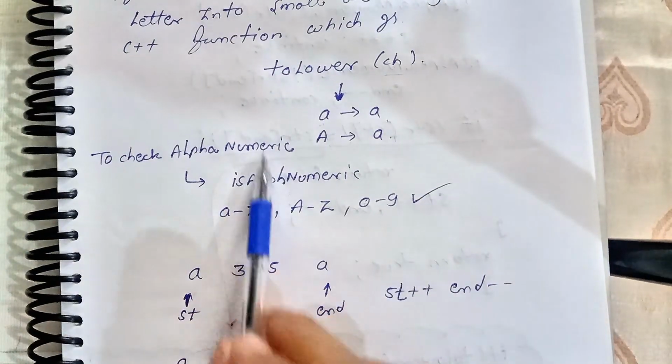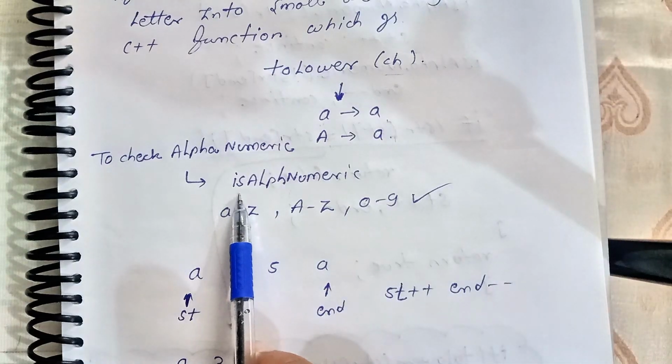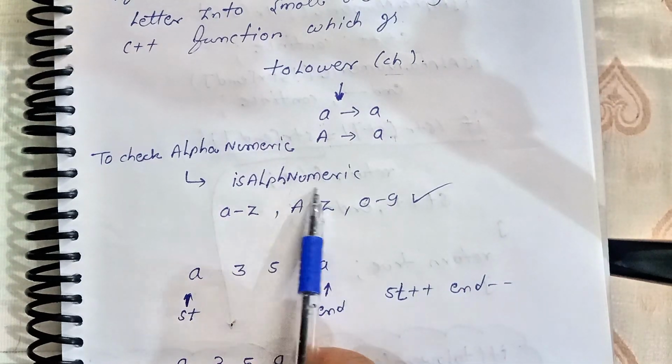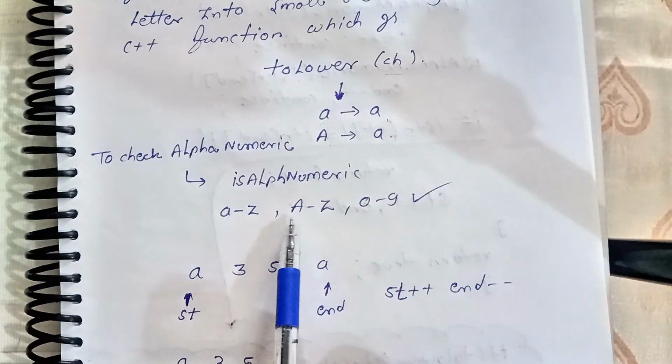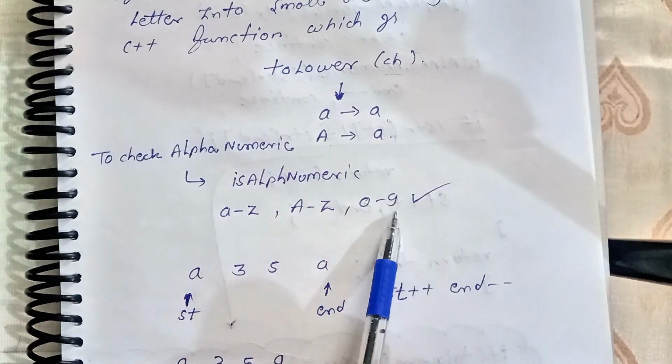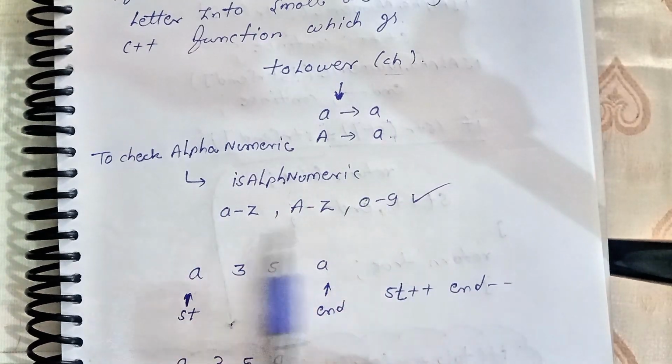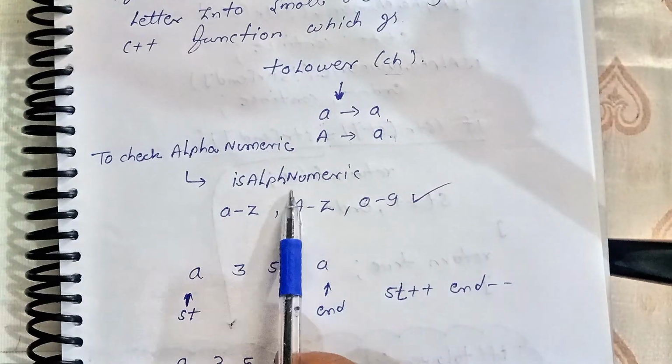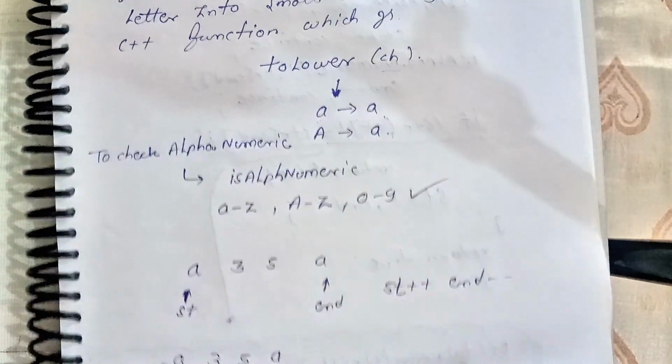So to check alphanumeric, we will create one function, isAlphanumeric: A to Z, capital A to Z, and 0 to 9. We will have to give one condition which can follow this, then only we move ahead.